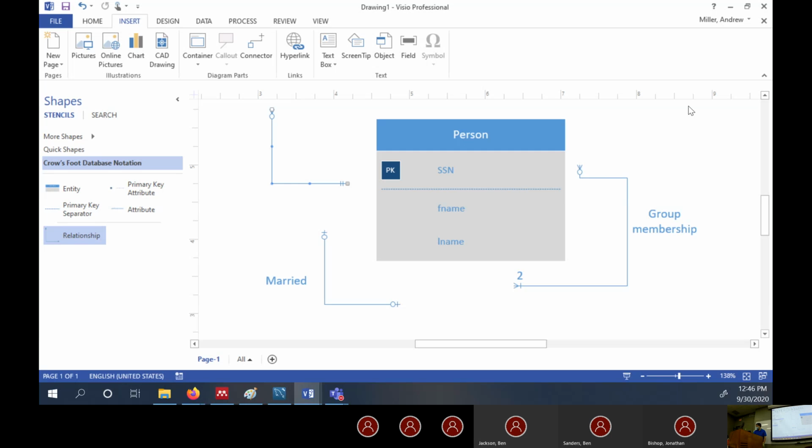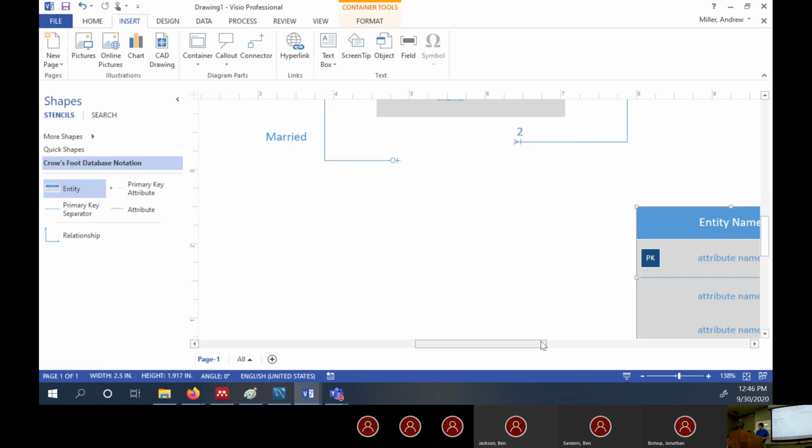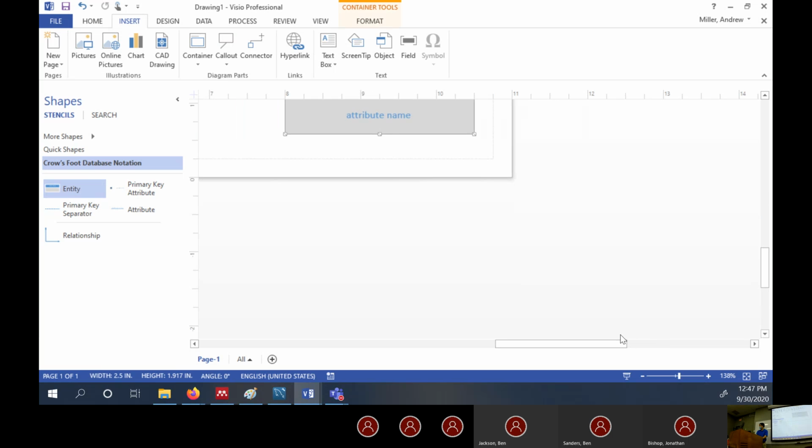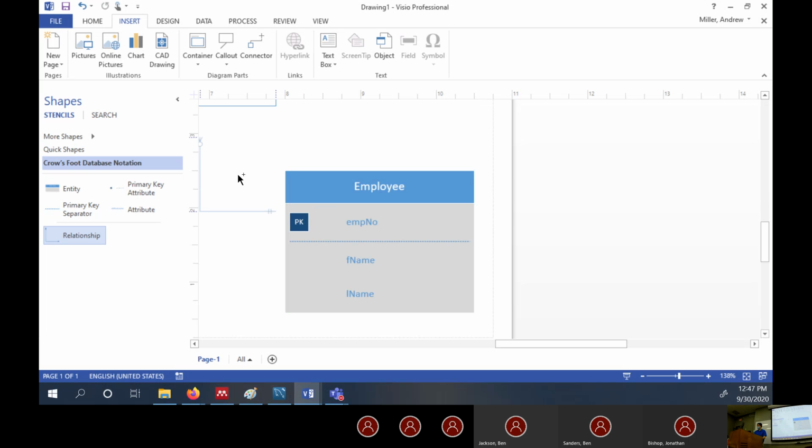And then Leslie says employee and coworker. I think that's another good one as well. So let me just do a new entity for that. I'm going to call this employee. If we have our employee entity, we'd probably have some primary key, call it empno for employee number. Then first name, last name. And of course, then we'd have a relationship.